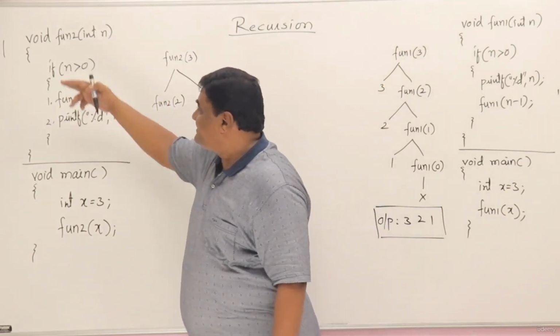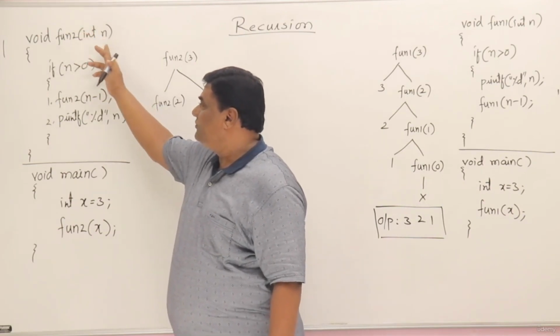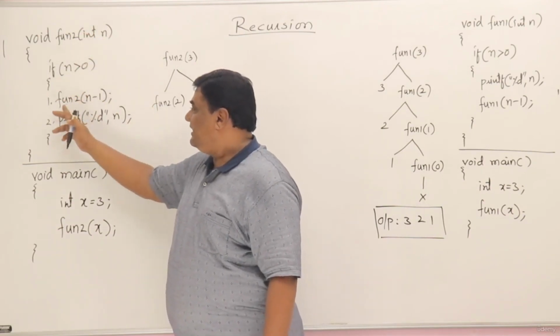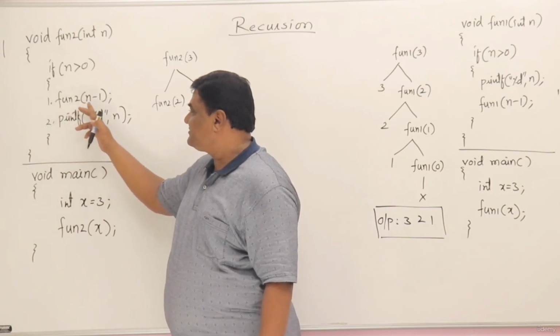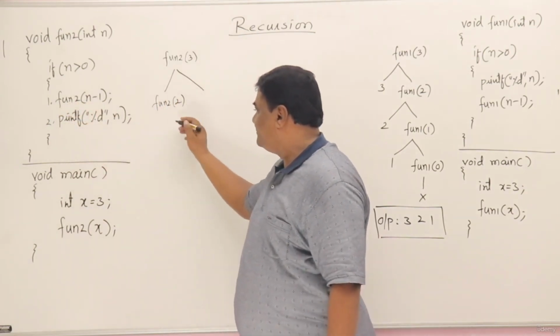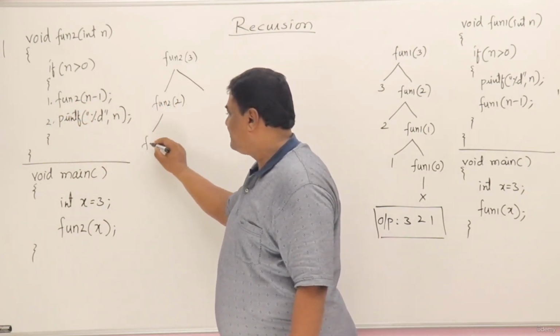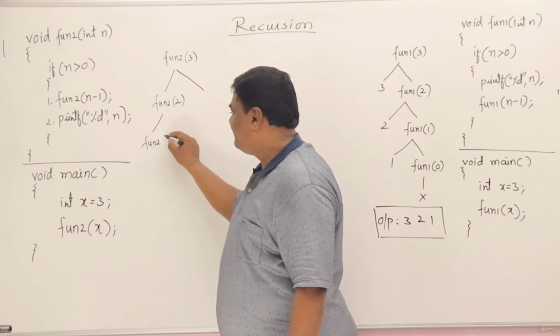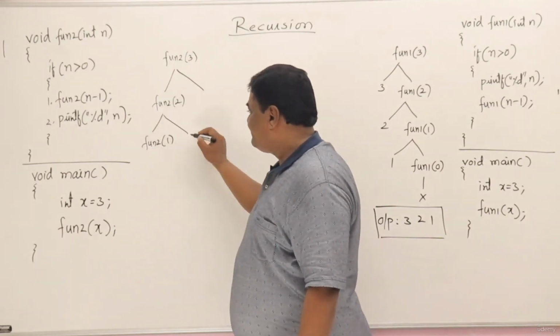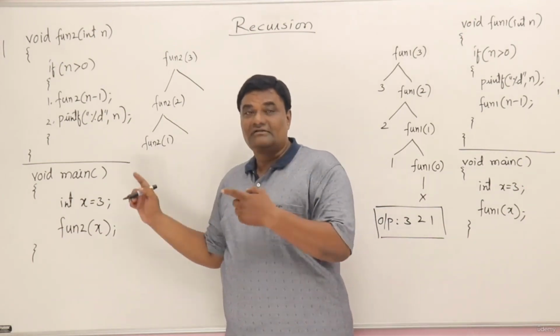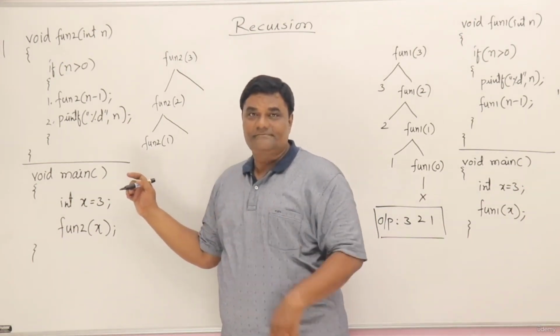So it will call itself again with n equal to 2. 2 is greater than 0. Again, two steps. So first step is call with n minus 1. So n is 2. So it will call itself for fun2 of 1. And the second statement will be done after this first statement has finished.